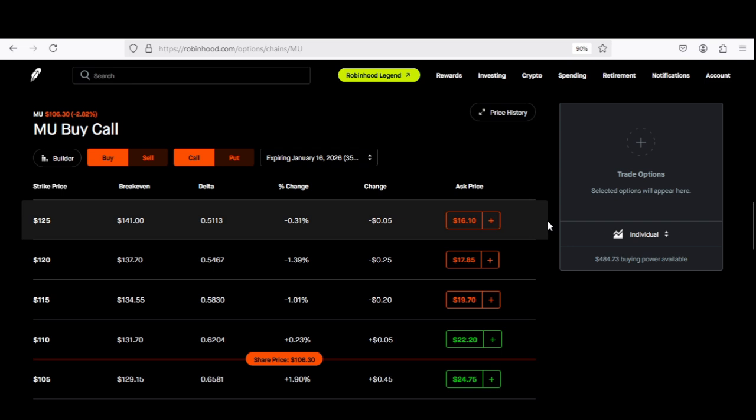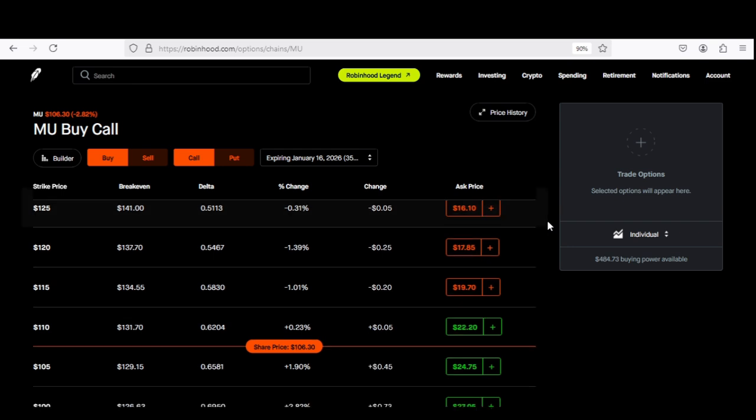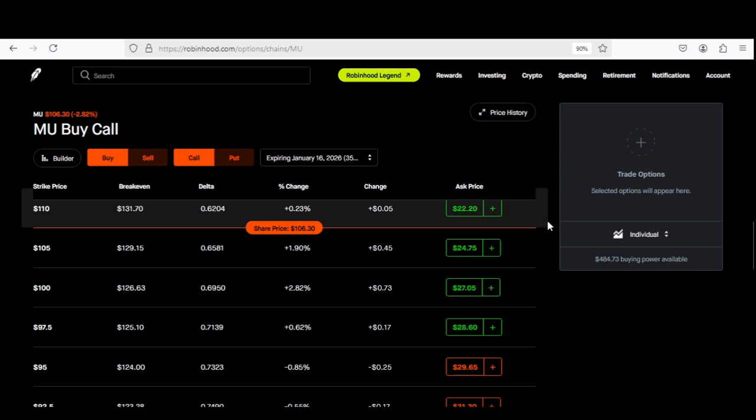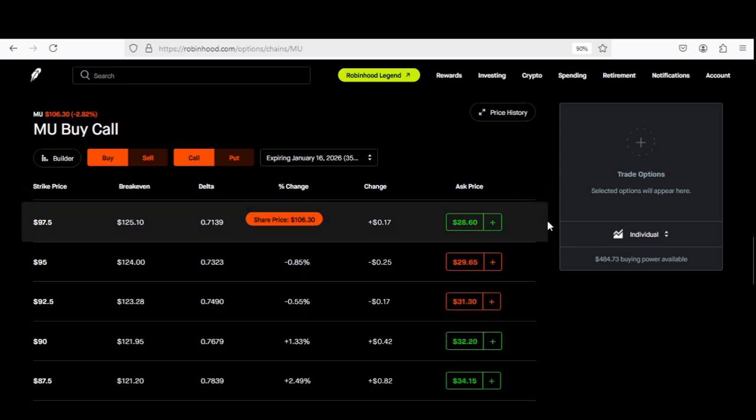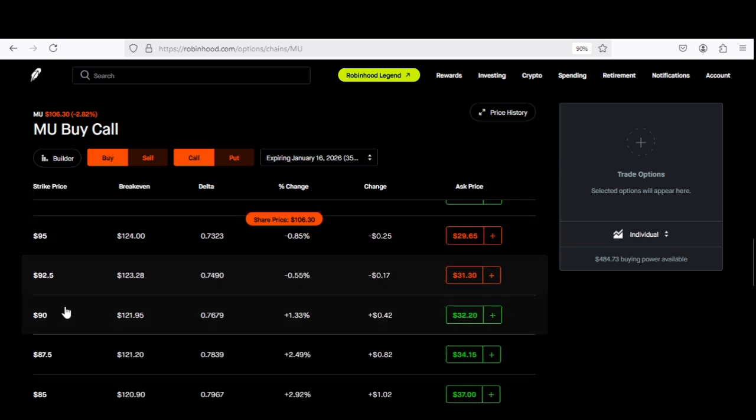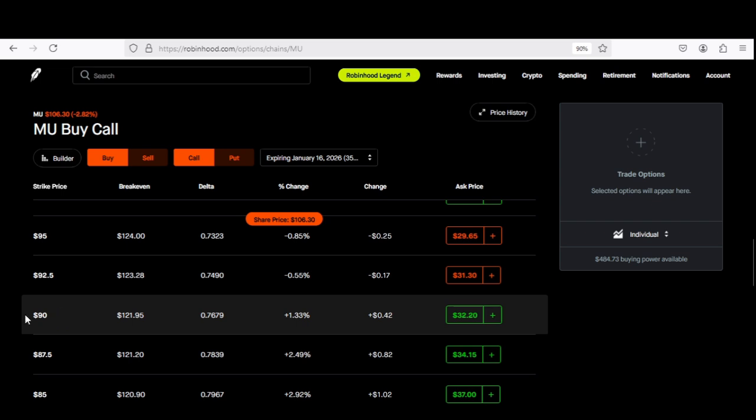So now we're going to go ahead and choose our strike price in order to do this option. We're going to choose our strike price below the current share price. And I will be going with the strike price of $90. Now, the reason I'm going to be choosing the $90 strike price is because I like the delta that I'm being offered. I will explain the delta to you in just a second.